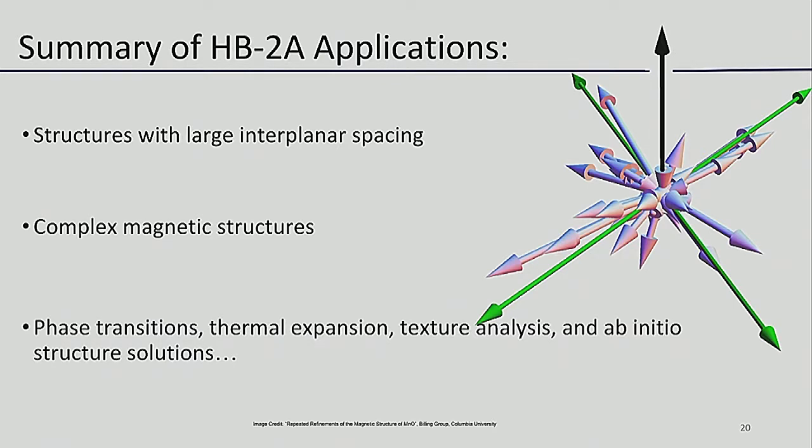And this is returning to manganese oxide. This is manganese oxide refined and refined and refined to find its preferential spin directions on an axis. And I also thought it was both pretty and aggressive.